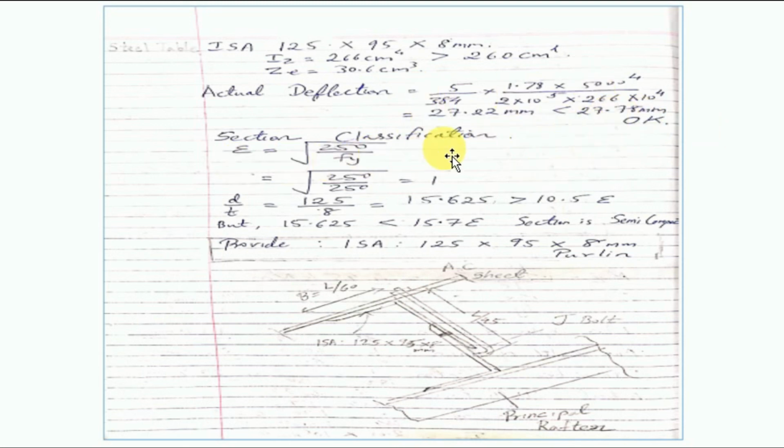The section classification: epsilon equal to root of 250 by Fy. We are getting 1, d by t is 125 by 8, 15.625, greater than 10.5 epsilon. So here our section is semi-compact. So we are providing Indian standard angle 125 into 95 into 8 mm as our design of purlin. Here shows the design of purlin with principal rafter.